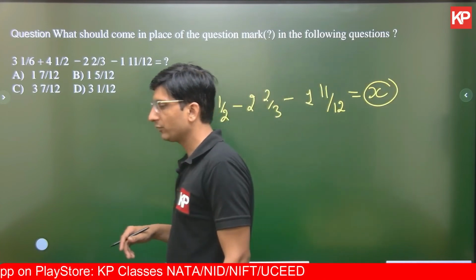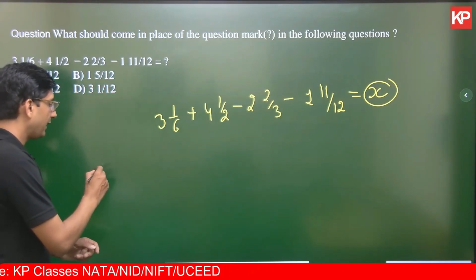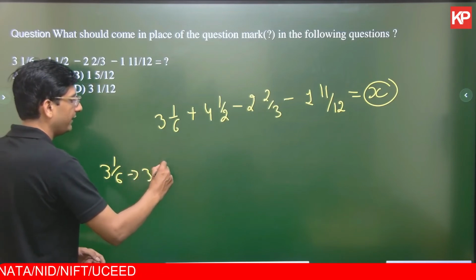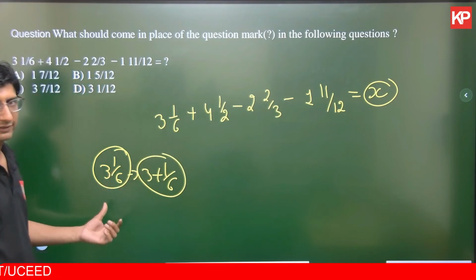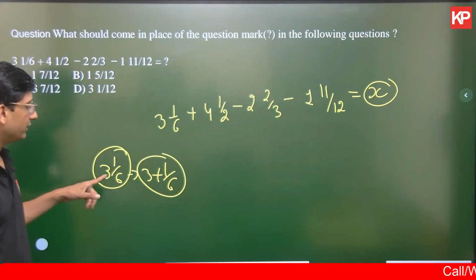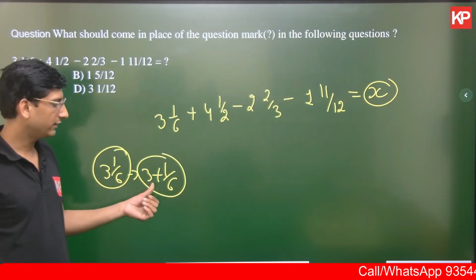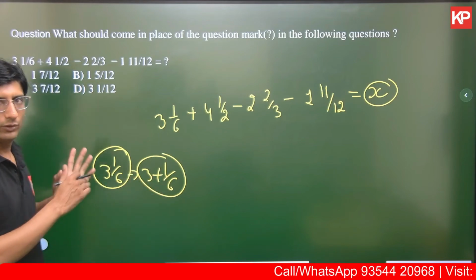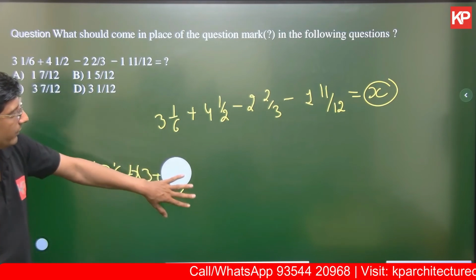Now the best way to solve this question is, first just understand this point. I can write 3 1 by 6 as 3 plus 1 by 6. Those two are exactly the same. 3 1 by 6 is exactly the same as 3 plus 1 by 6. You can see now, the LCM is 6, so 6 3s are 18 plus 1, 19 by 6. So you can write them separately and write the symbol of plus in between these.